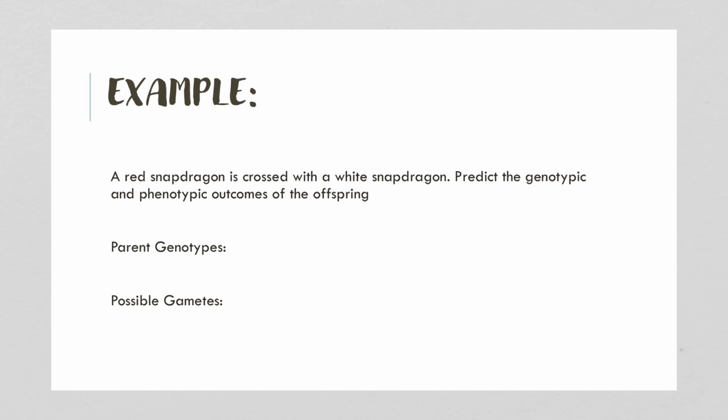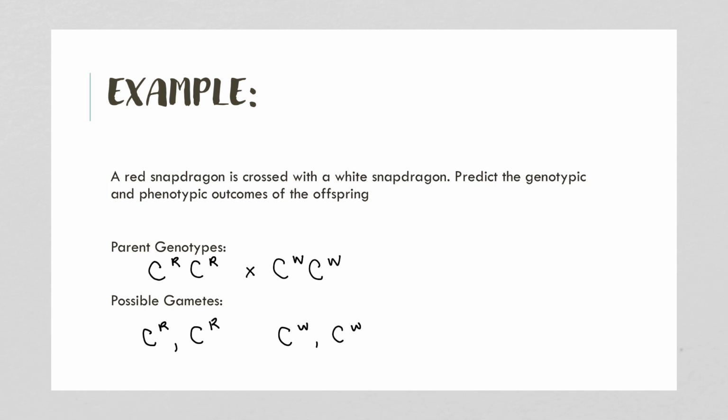A red snapdragon is crossed with a white snapdragon. So remember, red is dominant, white is recessive. Predict the genotypic and phenotypic outcomes for the offspring. So the correct notation is actually as so: C for color, big R for red, so C^R C^R is one parent, and C^W C^W is the other parent. The possible gametes would be, for the first parent, C^R, and for the other one, C^W.